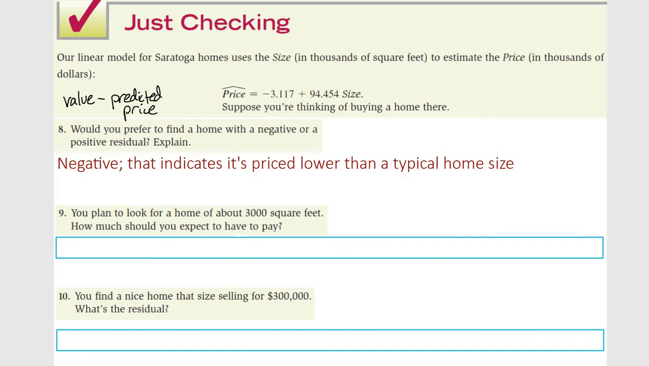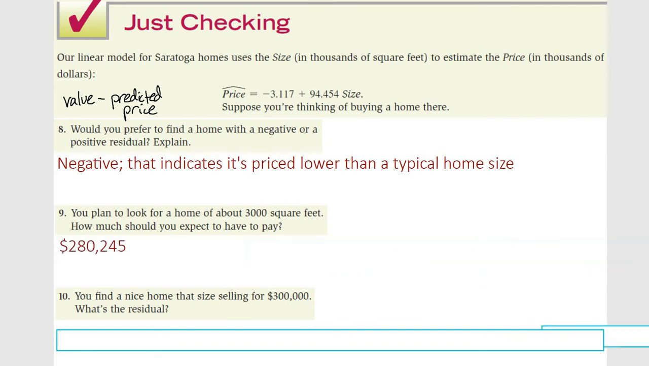Now we plan to look for a home of about 3,000 square feet. How much should we expect to pay? That's a prediction, so we're going to plug it in here. We plug that in, and we get out 280,000. That's what we expect to pay. But we find a home that's selling for 300,000.